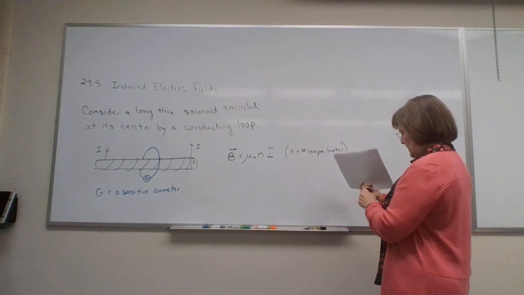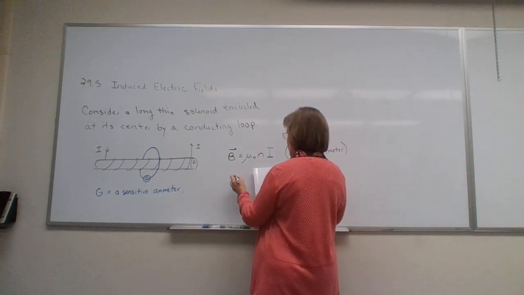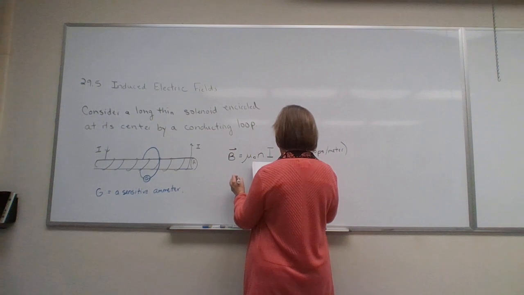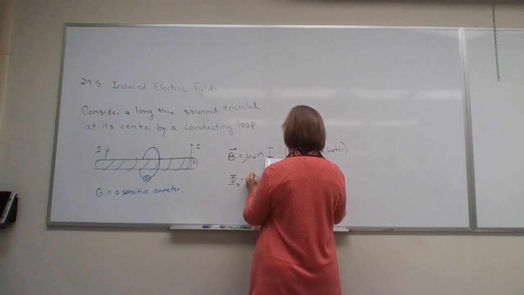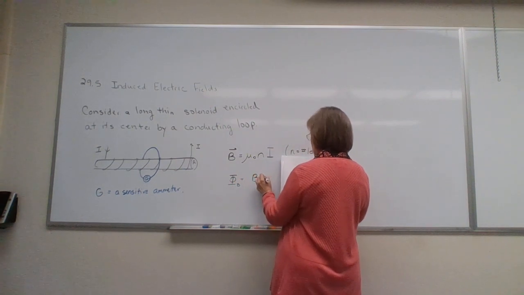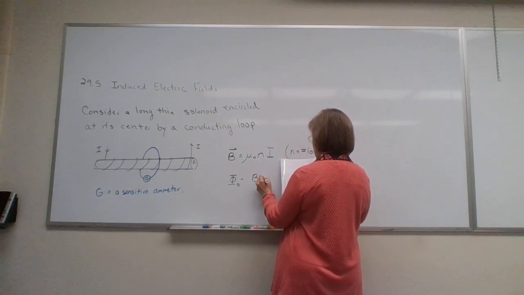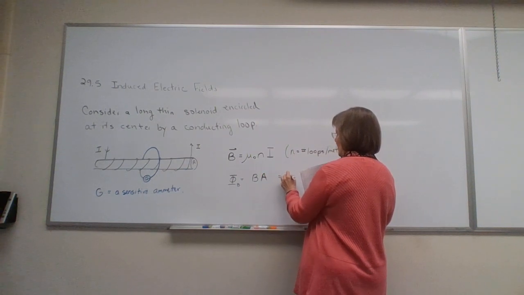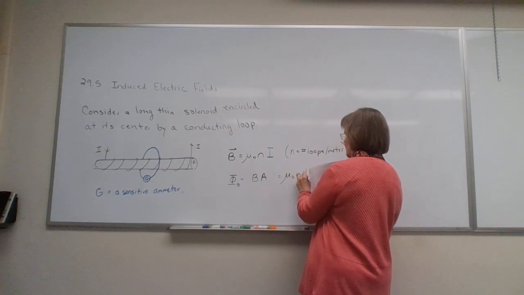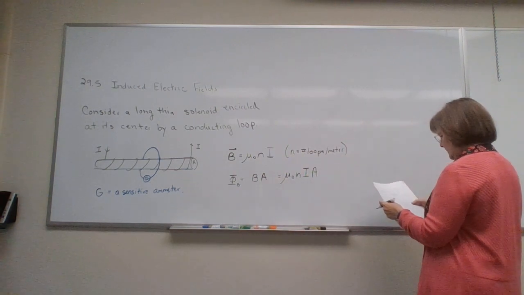Okay? So our flux that's going through our loop, or let's just say our flux that's coming out of the solenoid, is just B times A, which is mu naught N times I times A. So that's all of my flux.